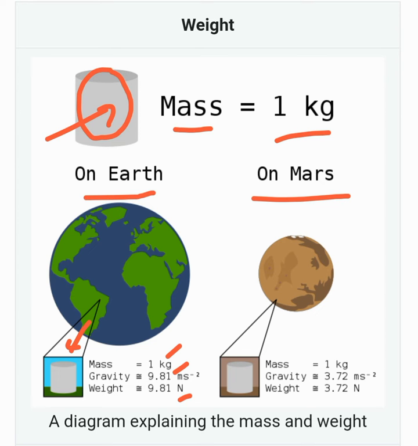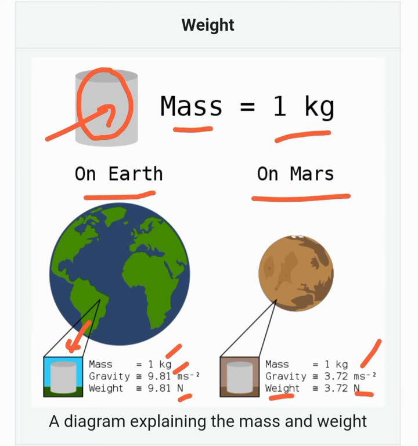For example, on Mars, if you want to calculate the weight of the same object, the gravity on Mars has to be taken into account, which is different than the gravity on Earth. The gravity on Mars has a constant value of 3.72 meters per second square. Therefore the weight of this object on Mars would be 3.72 multiplied by 1 kg, so it is 3.72 Newton.